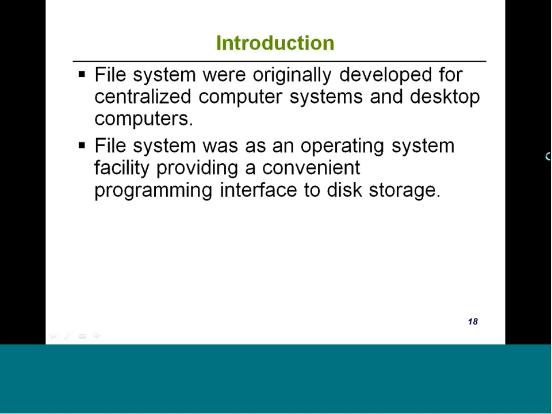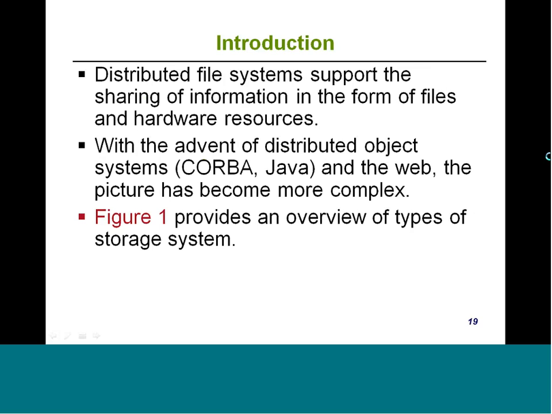So last time we discussed the file system. The file system basically was developed for a centralized computer system and the desktop computers, and file system is an operating system facility providing a convenient programming interface to the disk storage. So we will see what are the gradations of the file system, or we have to understand the memory architecture before we go into the file system. And a distributed file system specifically supports sharing of information in forms of files and hardware resources across the network. So that is the key thing.